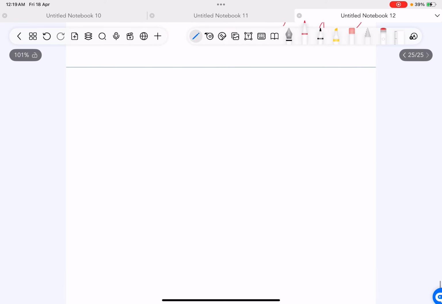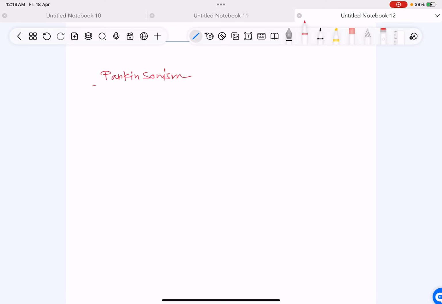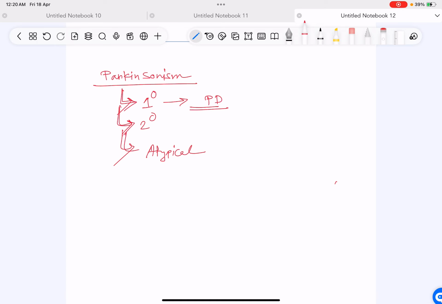Now once we know this basic information, we'll start the most important topic of this chapter, Parkinsonism, the most important disease in this chapter of movement disorders. There are three types of Parkinsonism: primary, secondary, atypical. Primary Parkinsonism is called Parkinson's disease, which is the idiopathic condition.